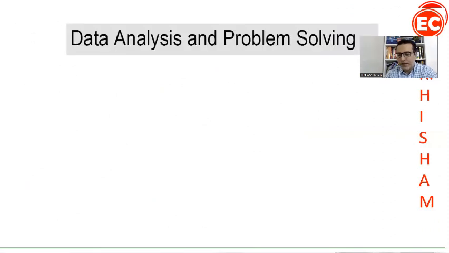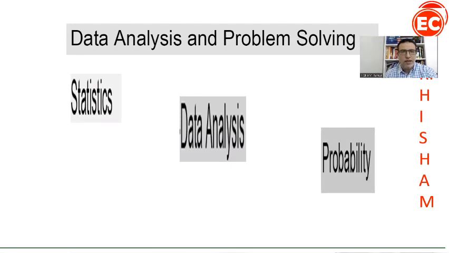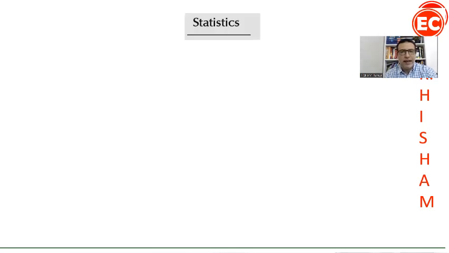Data analysis and problem solving is divided into three major parts. First part is statistics, second part is data analysis, and the third part is probability. Let's start with statistics. In statistics, we are going to study only the mean, median, mode, and range.